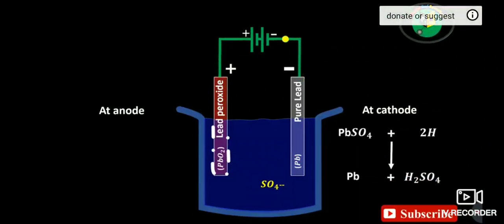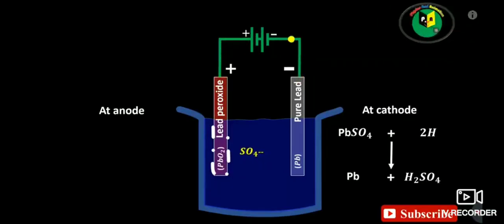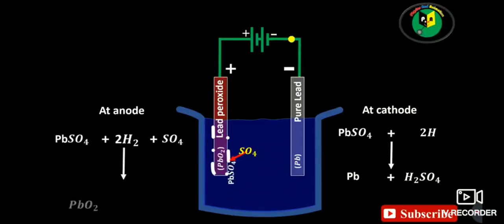Now, negative sulfate ions move toward the electrode connected to the positive terminal of the DC supply, where they give up their extra electrons and become radical sulfate. This radical sulfate reacts with the lead sulfate of the anode and forms lead peroxide and sulfuric acid.